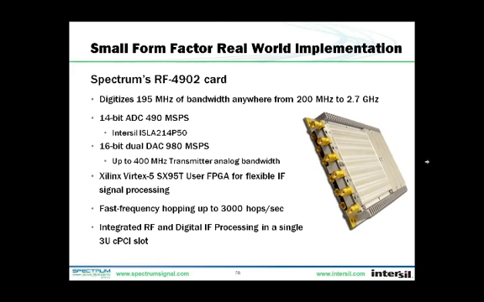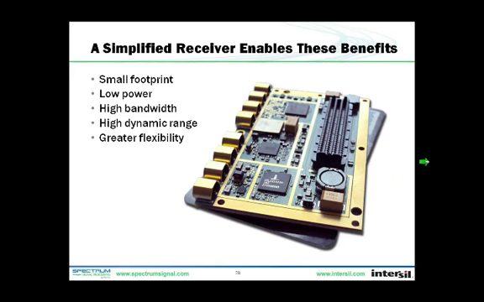We mentioned that the RF4902 uses a high IF receiver architecture. That was the last architecture that Ed mentioned. And that allows us to simplify the receiver by doing more of the processing digitally. This provides a number of benefits. First, a small footprint with reduced size, weight, and power consumption. You can see in the picture the analog conversion module is about the same size as the credit card that it's laying on top of.